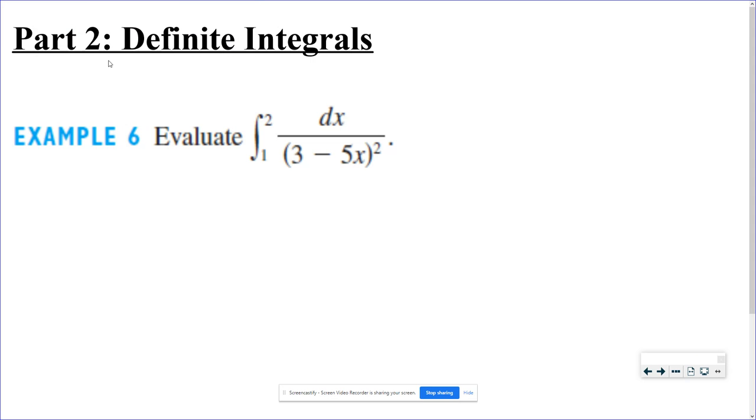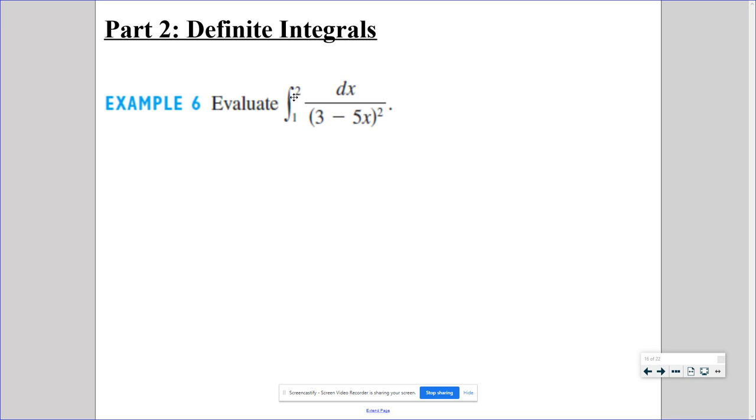Okay, so we're going to be evaluating definite integrals today. And so definite integral just means that you're evaluating within a certain area. But all of these examples we're going to see are going to require that you use u substitution. So we're going to start with doing our u substitution.